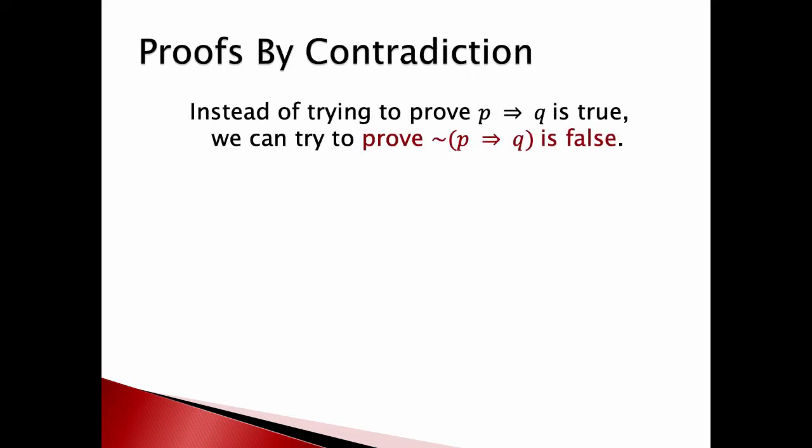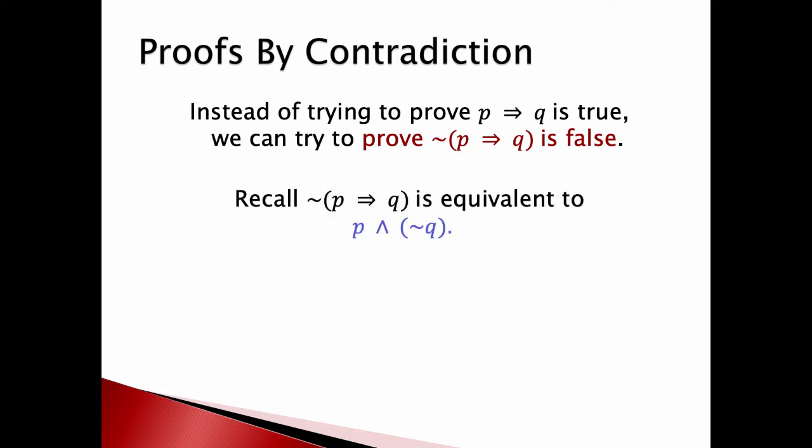Okay, lastly, we could do a proof by contradiction. So to do this, instead of trying to prove P implies Q directly, what we try to prove is that not (P implies Q) is false. Okay, that doesn't sound like it helps, right? But here's the key. What's the negation of an implication? The negation of P implies Q is P and not Q. Oh, that's cool. Now what we're trying to prove is that P and not Q is false.